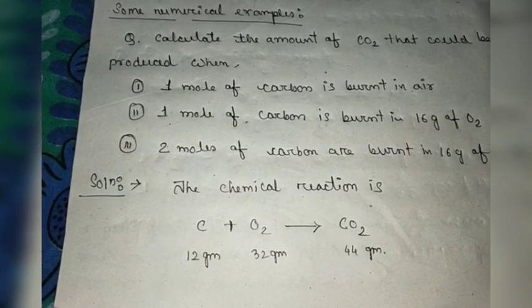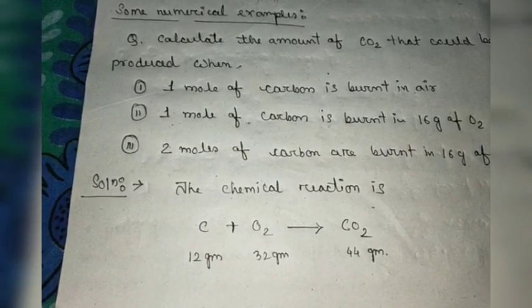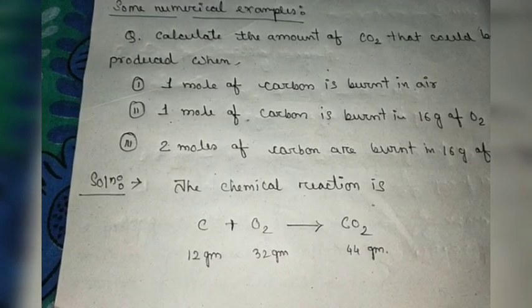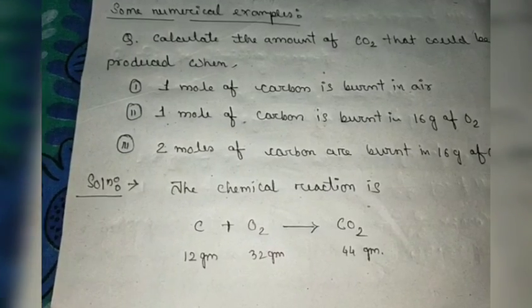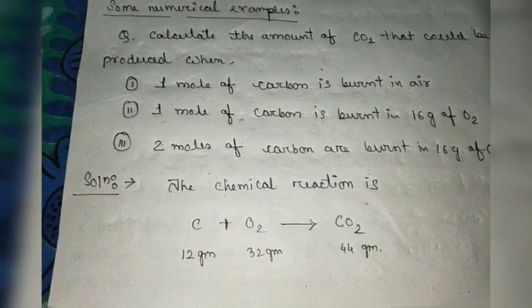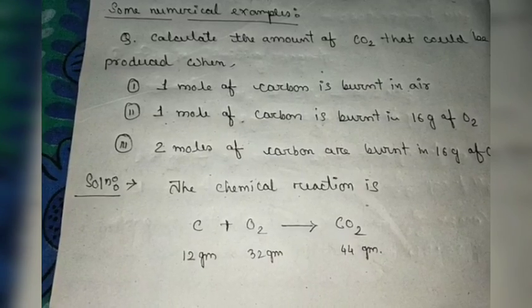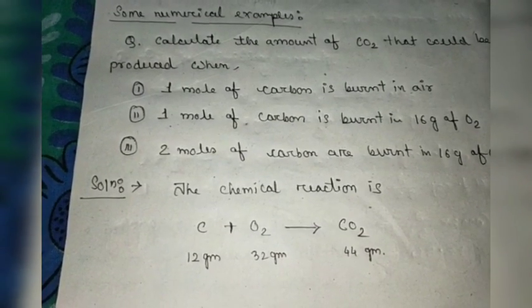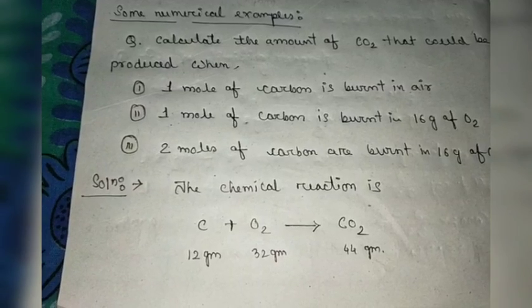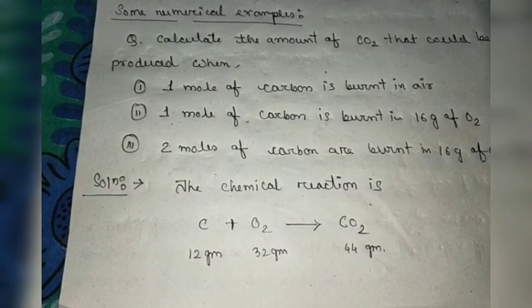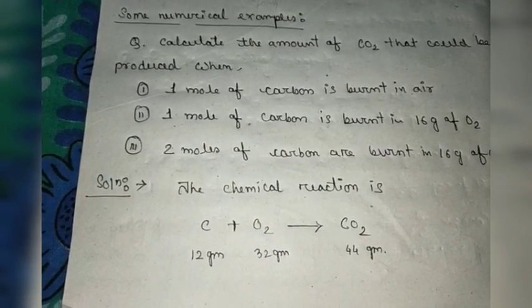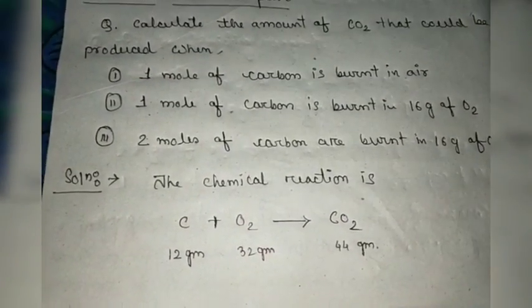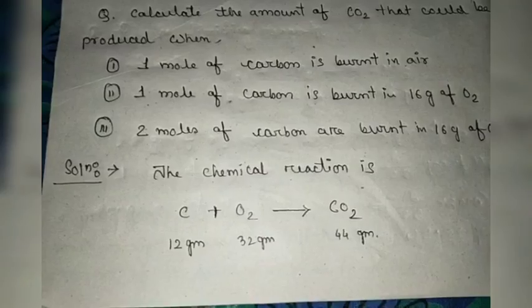Similarly, 1 mole of oxygen molecule has the molar mass of oxygen molecule, that means 32 gram. And this produces 1 mole of carbon dioxide molecule. So the molecular mass of carbon dioxide molecule is 44 gram, that means 12 for the carbon plus 32 for the oxygen, 44 gram. So 1 mole of carbon dioxide contains 44 gram of carbon dioxide.